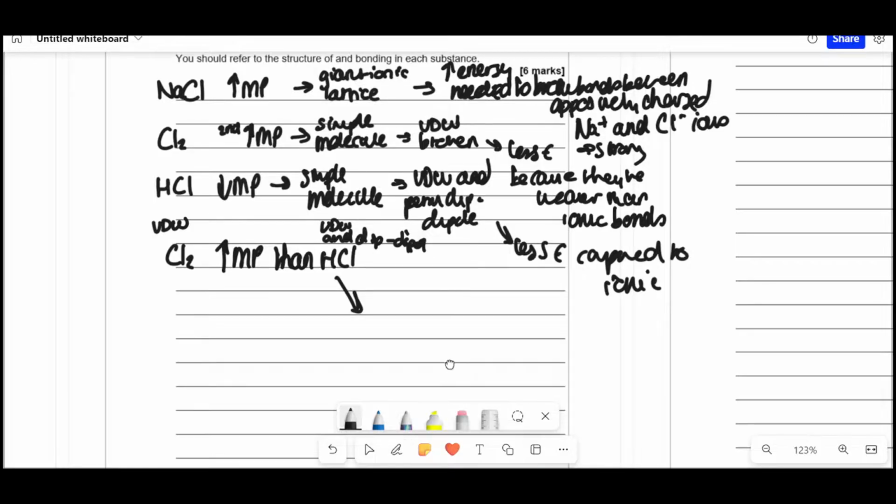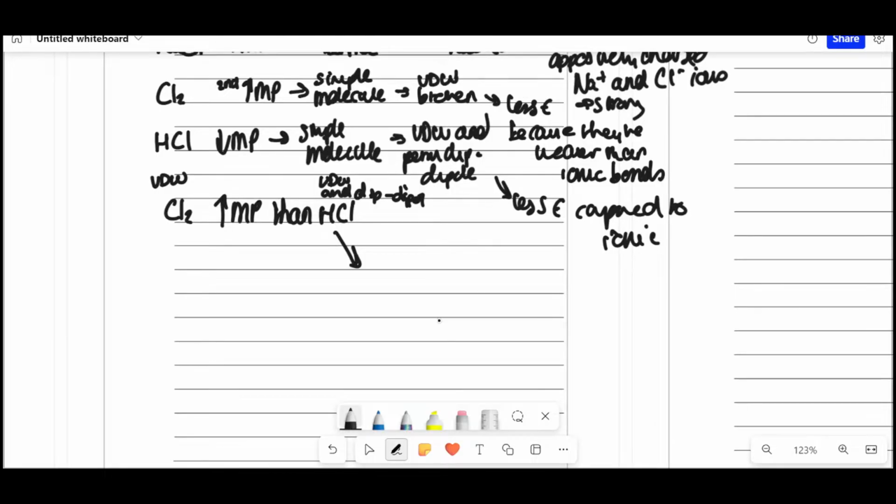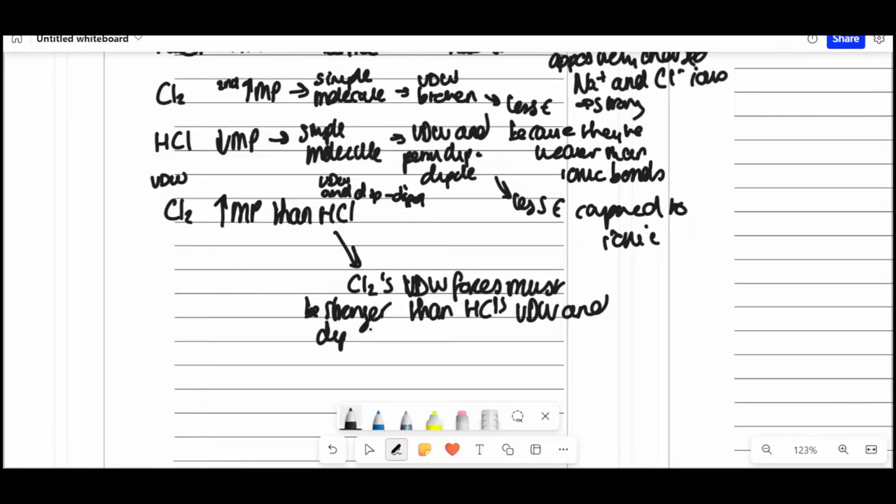So what people do is they'll try and go back to their brain and be like, where have I learned this in my notes? What have I done? Just look at what you've written here. It must be that the Cl2's van der Waals forces must be stronger than HCl's van der Waals forces and dipole interactions. It has to be. There's no other way to explain this.